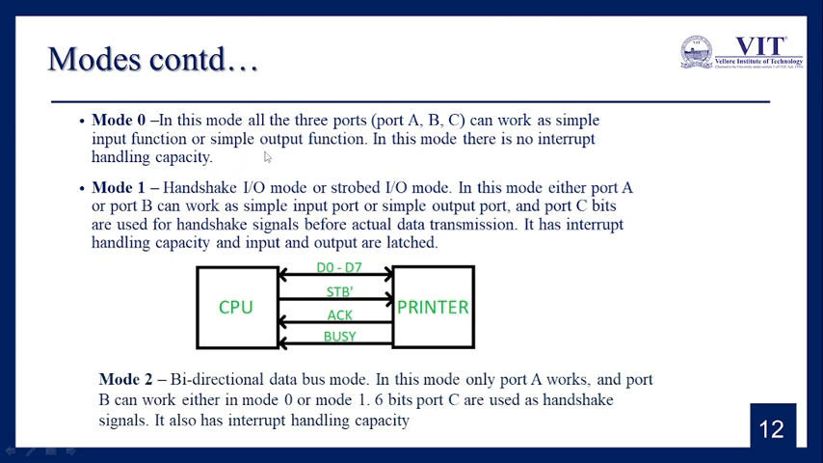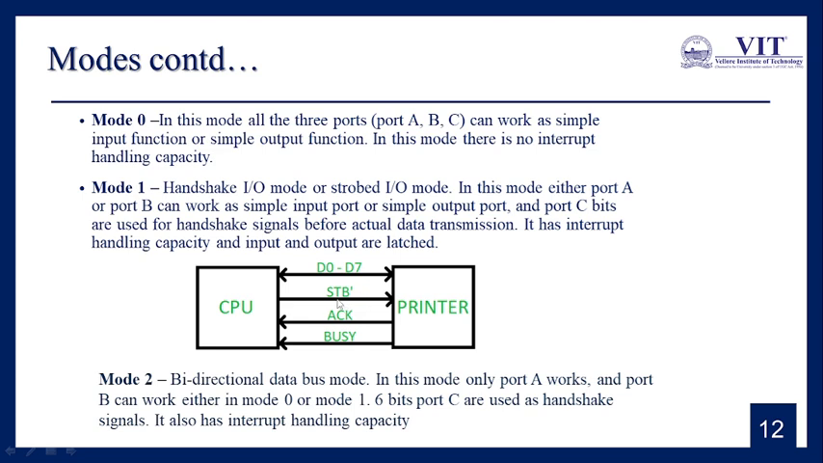Mode 0 is where all the ports are simple IO. Mode 1 is called handshake IO or strobed IO, that is you are using some handshake signals. In this mode either port A or port B can work as a simple input port or simple output port, and port C bits are used for handshaking signals. The handshaking signals are strobe and acknowledge, and then busy.